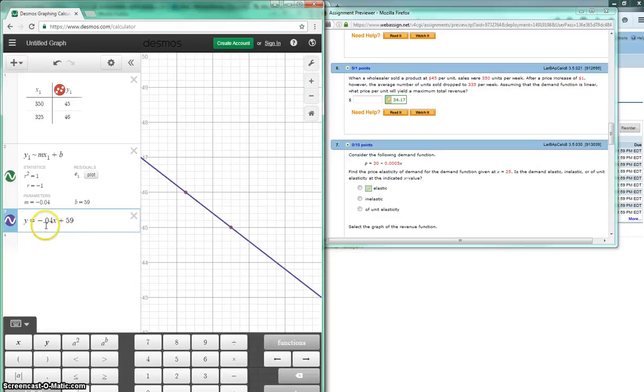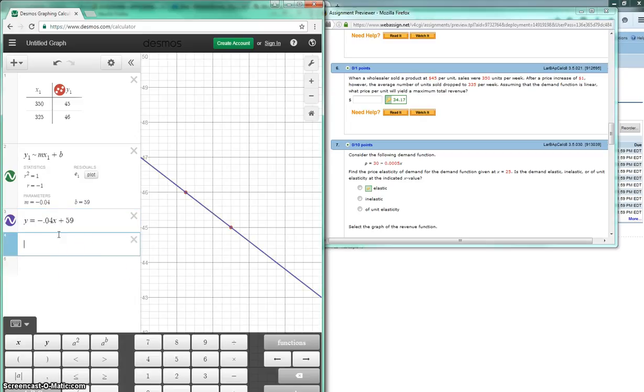My price is negative 0.04 times my demand plus 59 cents, or $59. So that's how I figure out what my price will be. The more I sell, right, the lower the price gets.